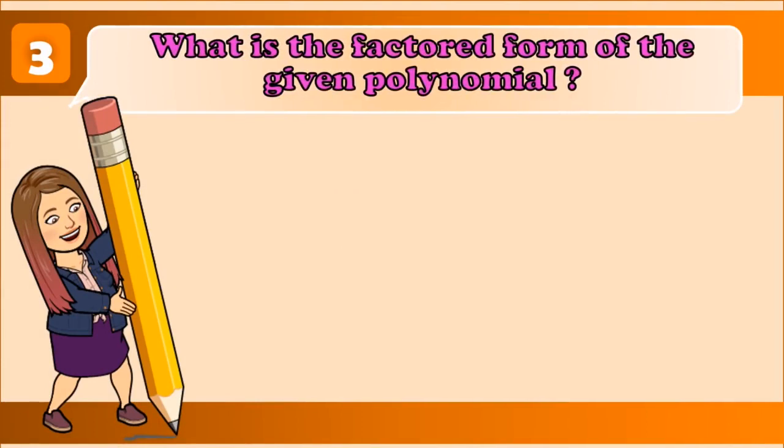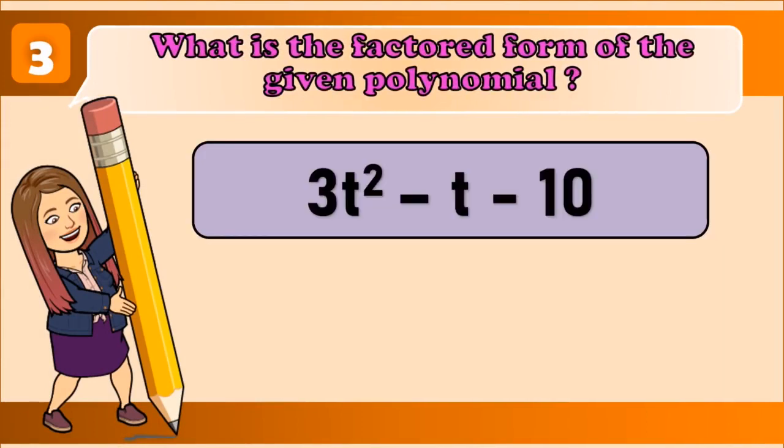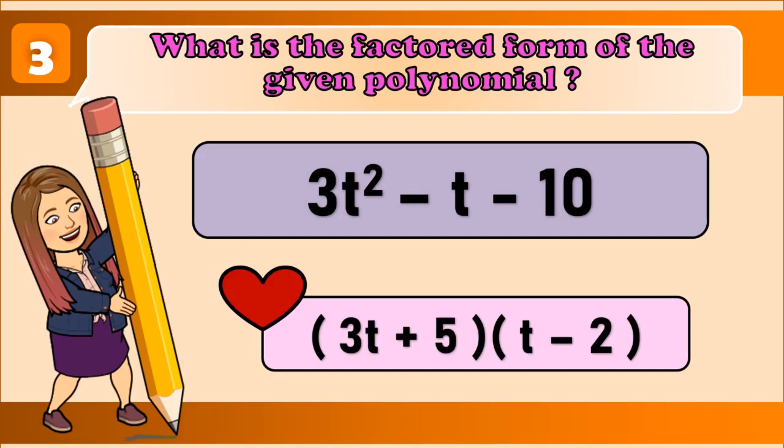Lastly, what is the factored form of the given polynomial 3t squared minus t minus 10? This time, there are no choices. Try it on your own. Pause. Do you have the answer? Great!